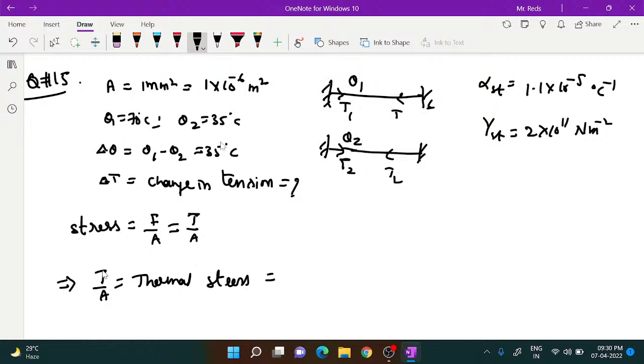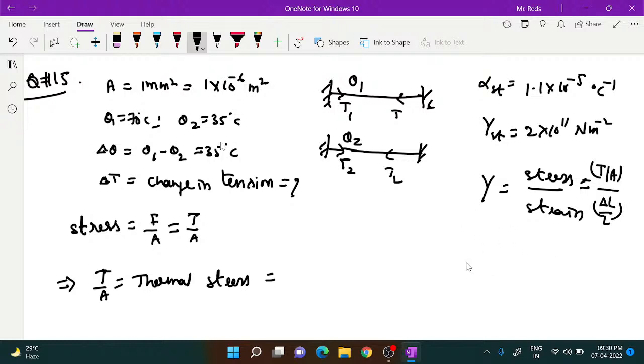So, how to find this change in tension in terms of alpha and Young's modulus is the question. What you have to remember is Young's modulus is equal to stress by strain. We can call it thermal stress by thermal strain. But stress is nothing but force by area, here we can call it tension by area, right? Strain is nothing but delta L by L.